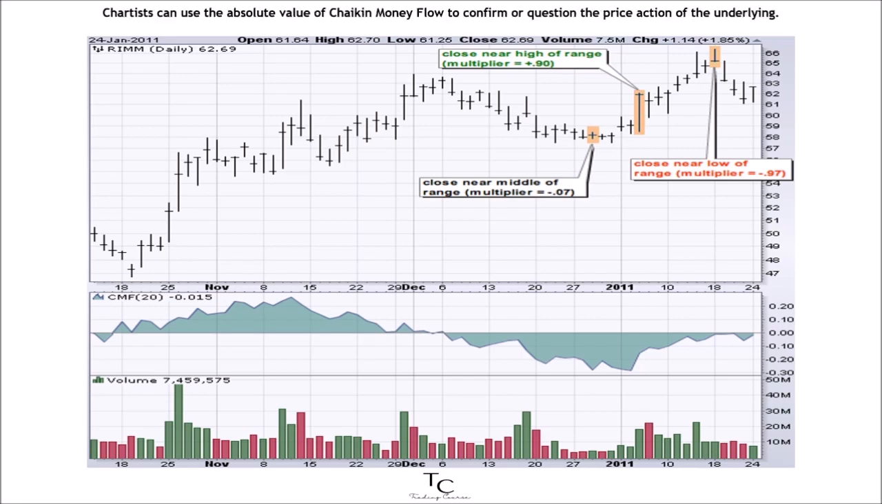Chartists can use the absolute value of Chaikin money flow to confirm or question the price action of the underlying. Positive CMF would confirm an uptrend, but negative CMF would call into question the strength behind an uptrend. The reverse holds true for downtrends.